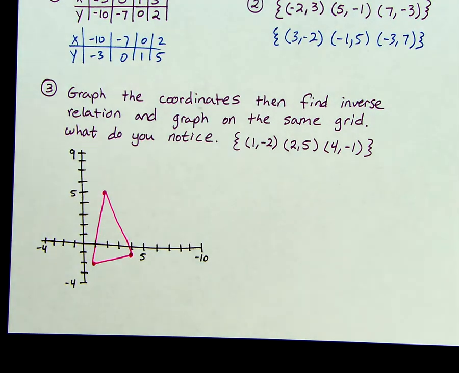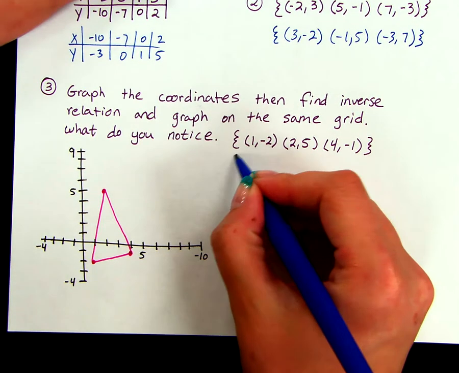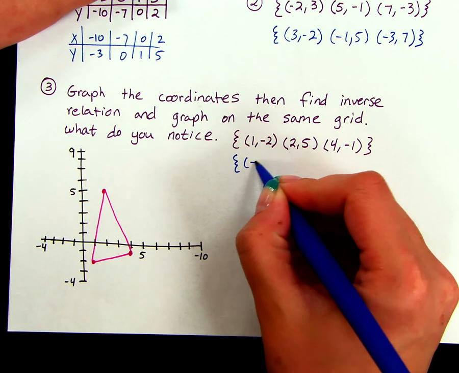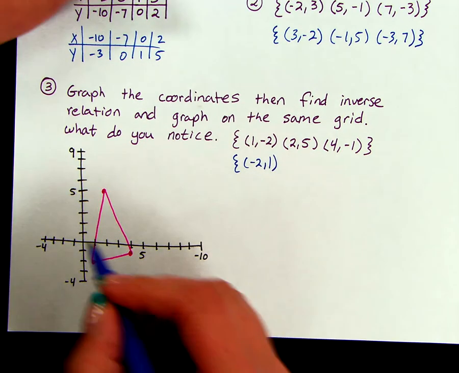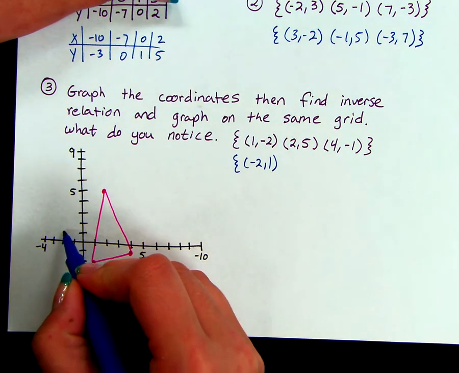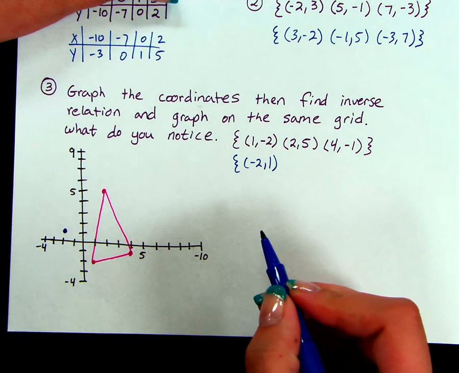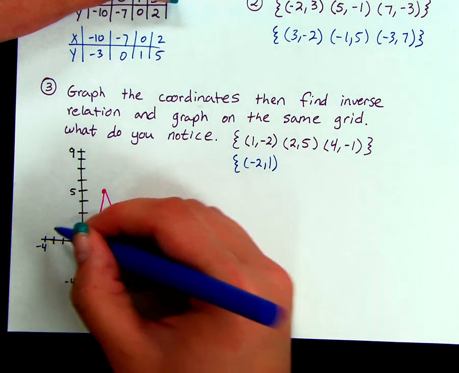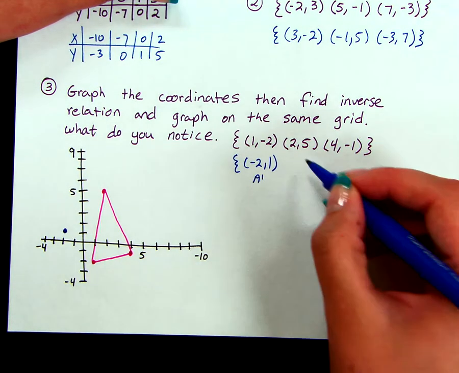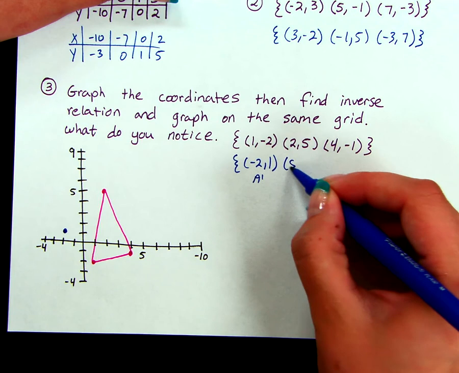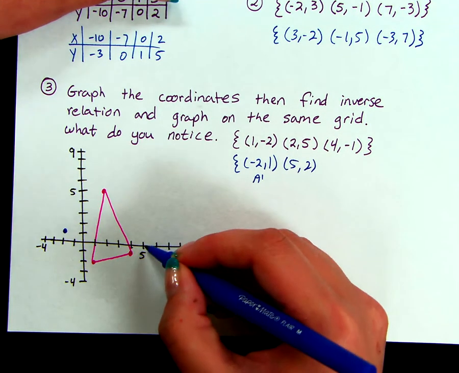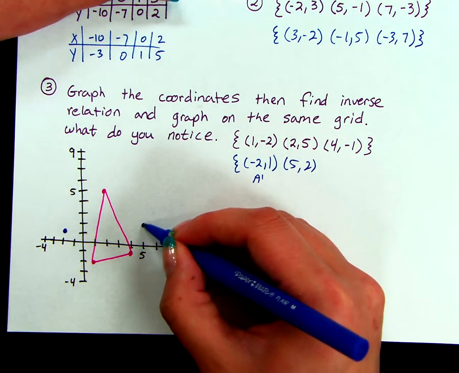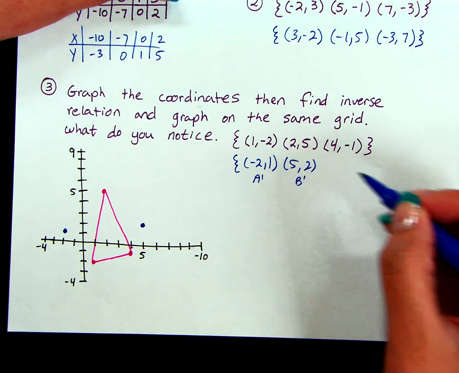So now our inverse relation. Let's do the inverse relation in blue. Again, I'm just going to flip this around. So (-2, 1). That means we're going left 2, up 1. Let's call that point A prime. And then (5, 2). So we're going to go right 5, up 2. Let's call that B prime.